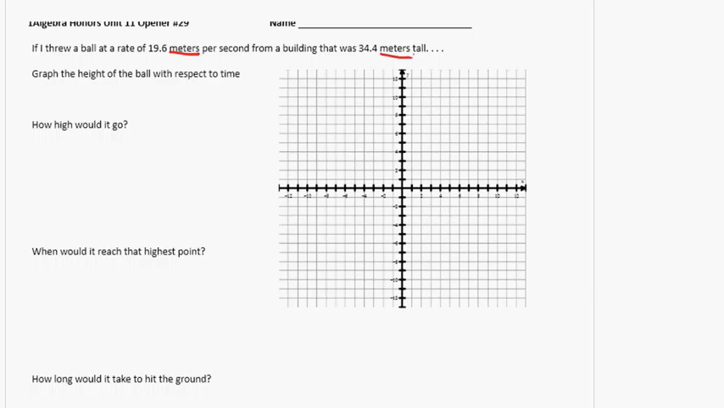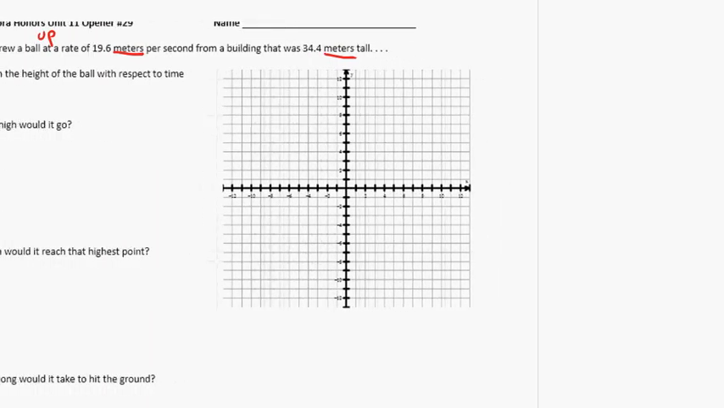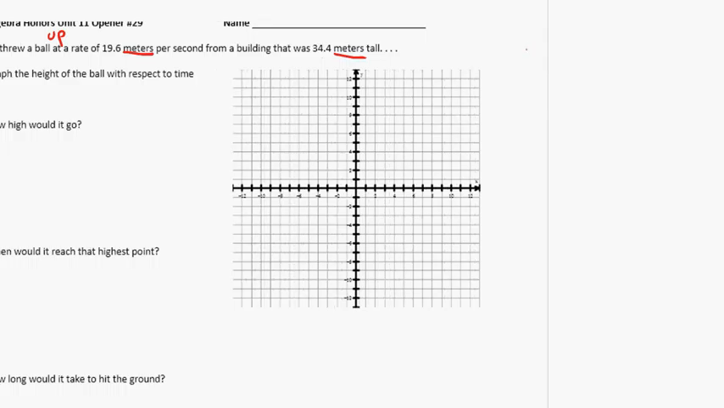If I threw a ball at a rate from a building, what should we make that? Let's say up. Up at a rate. Could be down too. So let's look at what we know.